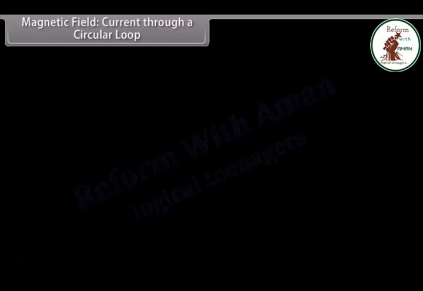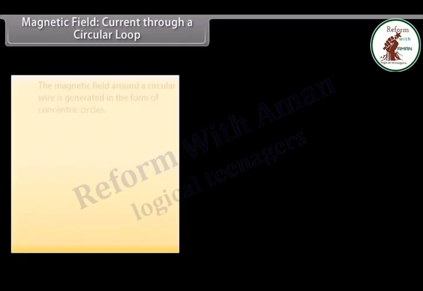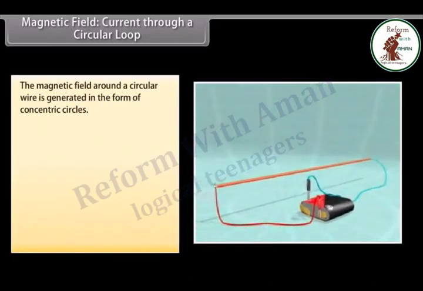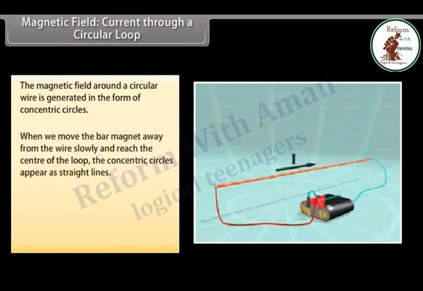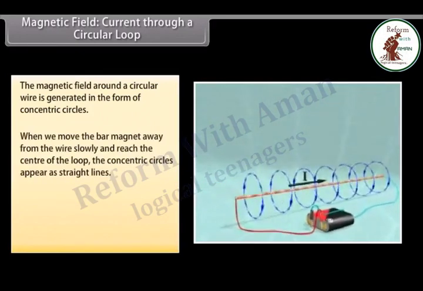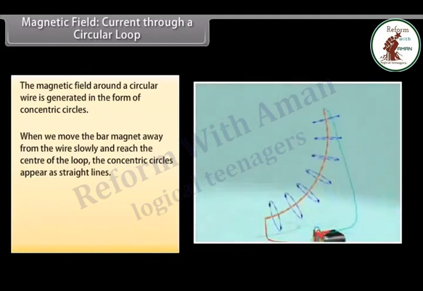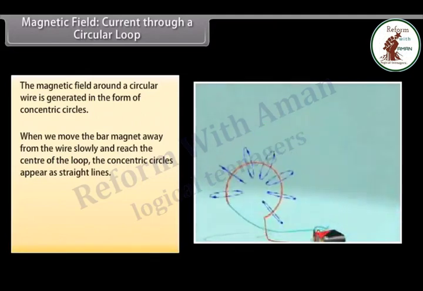Magnetic field. Current through a circular loop. Let us now look at what happens when the wire through which we passed the current is placed in a circular manner. The magnetic field around it is generated in the form of concentric circles. Try moving the bar magnet away from the wire slowly. By the time we reach the center of the loop, the concentric circles appear as straight lines.